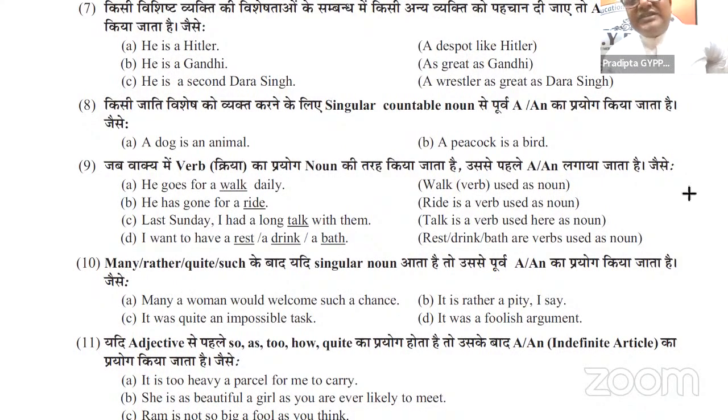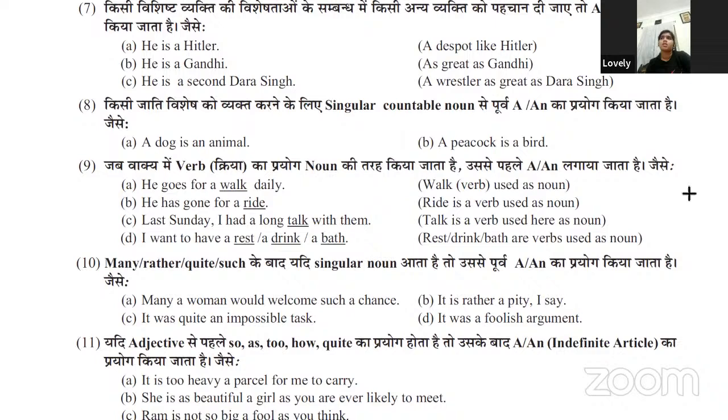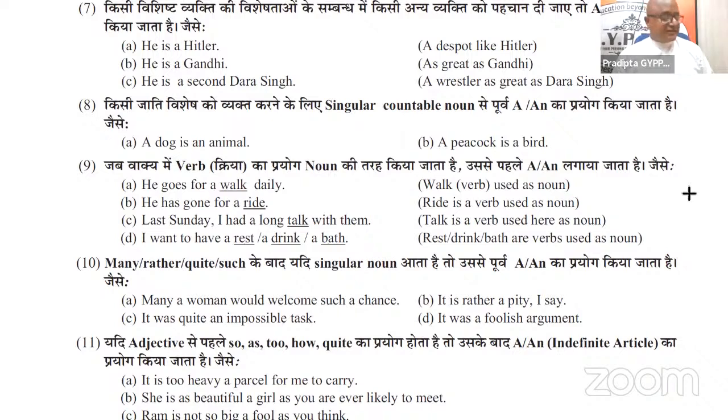Similarly, when we talk about a singular countable noun that represents a class, for example, a dog is an animal, a peacock is a bird, right? Can we say a dog is a dog? Think of it. Can we use it like this? A dog is a dog always? Yes, sir. Is this sentence correct? If it is, then what's the meaning? I think it is correct. Why is it correct? And what does it mean? It means that a dog will always remain a dog.